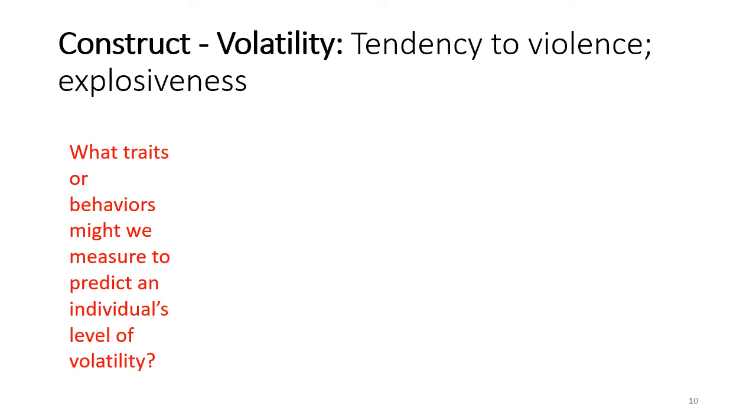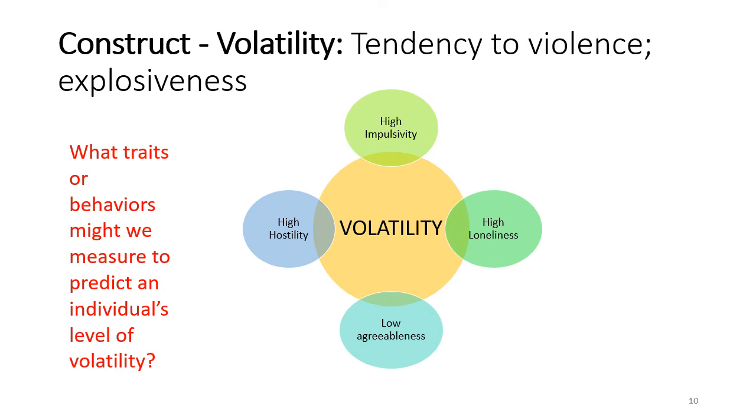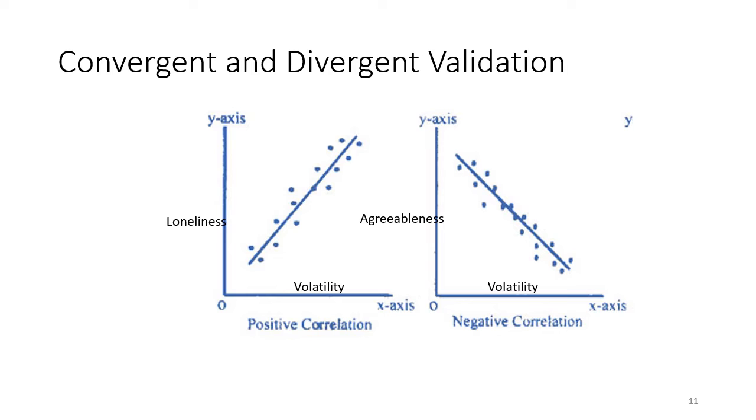What traits or behaviors might we use to predict an individual's level of volatility? Well, if this is what we are having as traits that are related, we have someone who's very impulsive, maybe high in loneliness, maybe not a very agreeable person, low in agreeableness, and maybe high in hostility. So our construct volatility consists of these characteristics. All right, and so we have circles so you can see them all. And so then what would we expect?